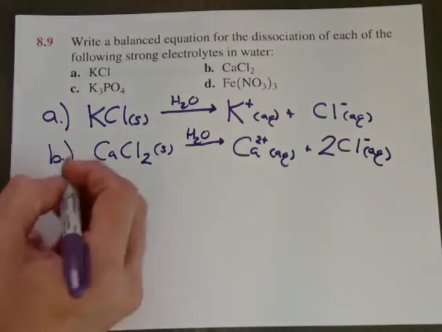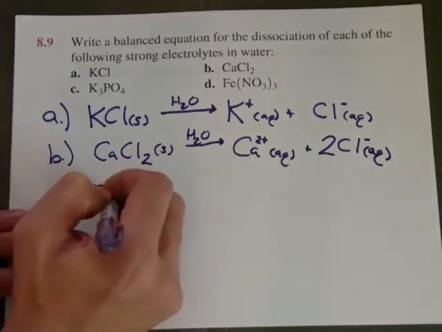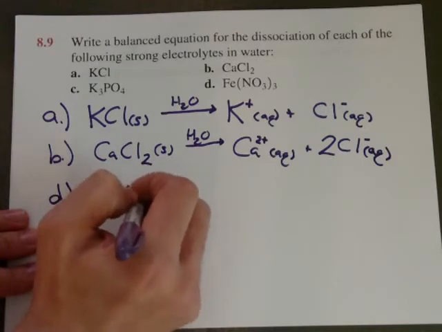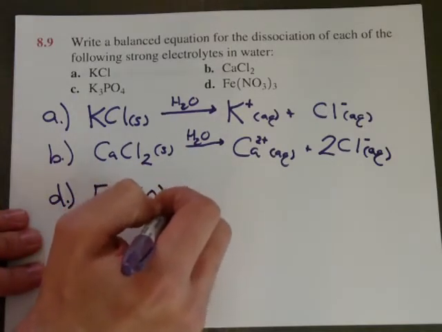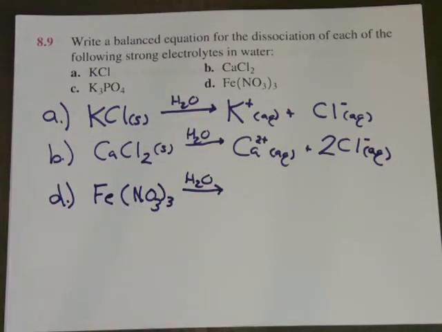Then the last one we'll look at is D. We'll look at a polyatomic. So we have iron, NO3, 3. Again, this is a strong electrolyte. And one thing you want to note is that we have an NO3. It's a polyatomic. So the polyatomic anion here is going to want to stay together. The polyatomic wants to stay together. So it's going to stay as an NO3, a nitrate. And nitrates have a negative 1 charge.